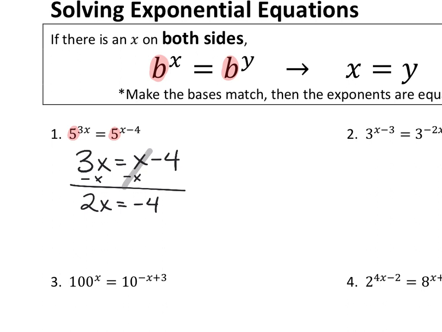What's the last step? Divide by 2. And I do that on both sides. These 2's are going to cancel each other out. I have x equal to negative 2. Amazing, I'm already done. So these are level 1 problems where the bases already match. Does that make sense how I did that? You just took the exponents, you made them equal to each other, and solved.